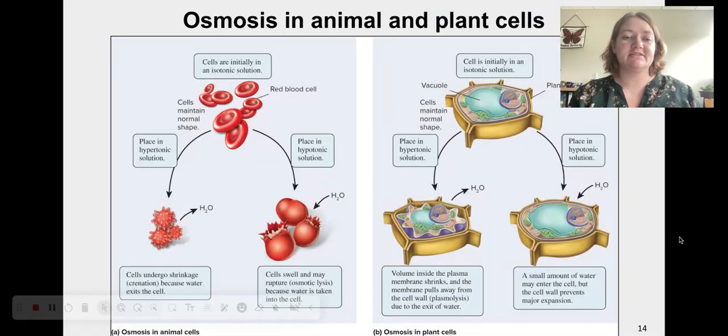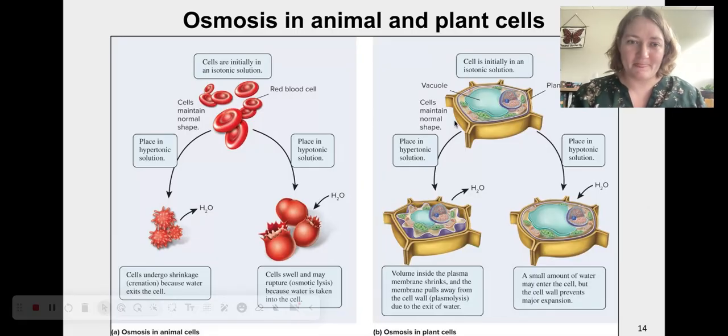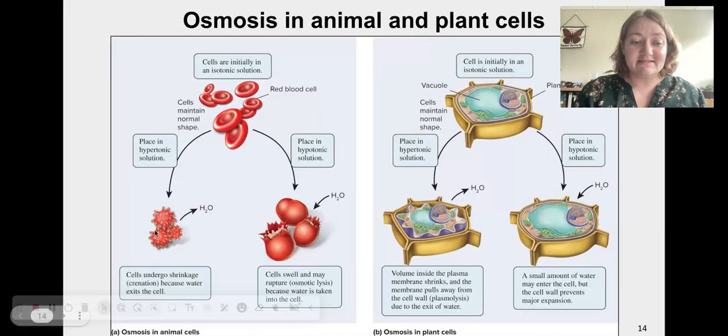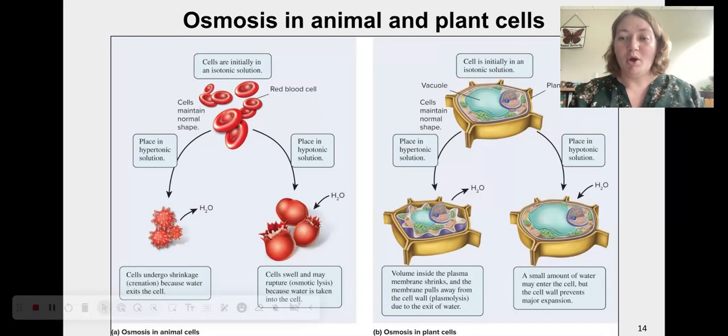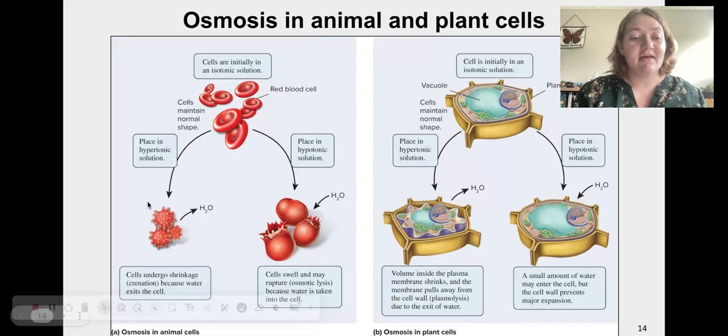All right, let's take a look at some real life examples of why this matters. Say we have a red blood cell. We put a red blood cell in a hypertonic solution, right? What that means is the cells are going to start to shrink because the water is exiting the cell, all right? We placed it in a solution that has more solutes outside of the cell than inside of the cell.